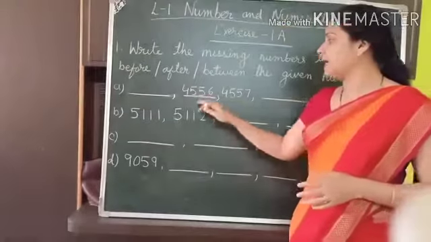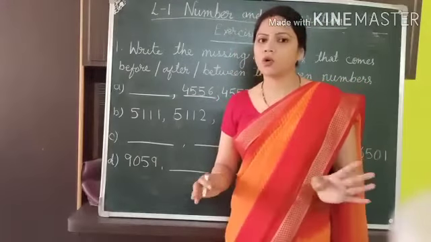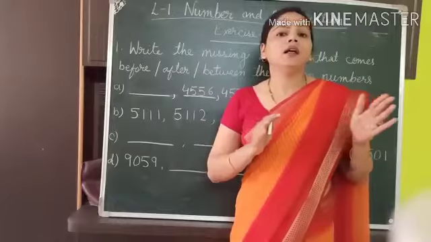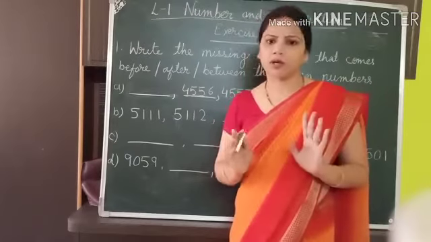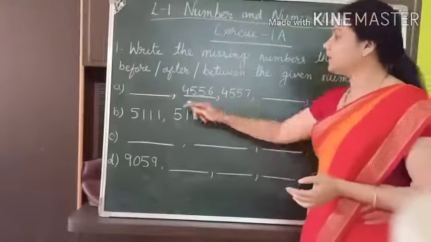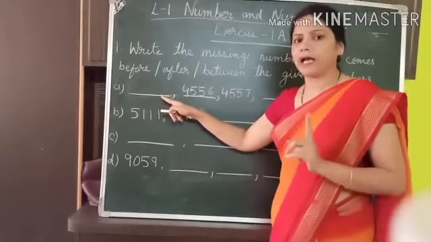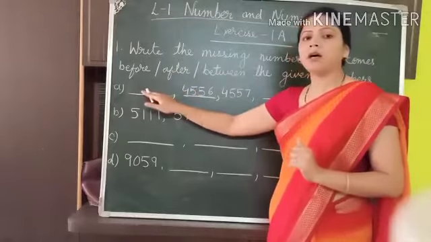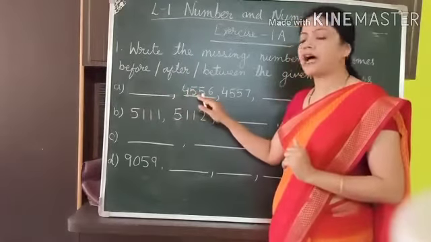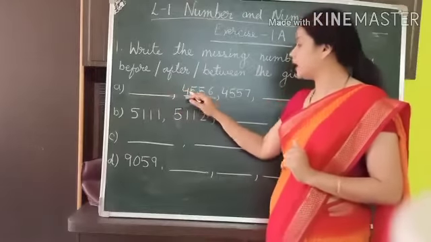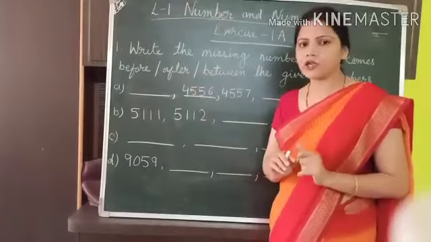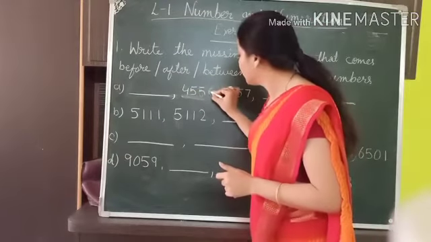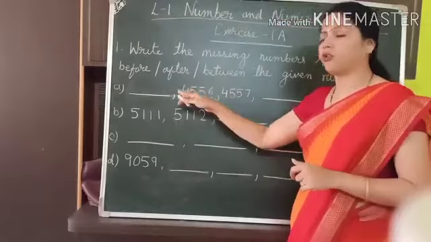As you can see, I have given 4-digit number here, so no problem at all. It is as simple as that. Whatever you have done in the 3-digit numbers or 2-digit number. Okay, so how we will find here? First I have given a blank, okay, and after that I have written a number. So before this number I have given the blank, so first we have to find out that which number will come before this number. Understood? So how we will find out which number will come before this number?